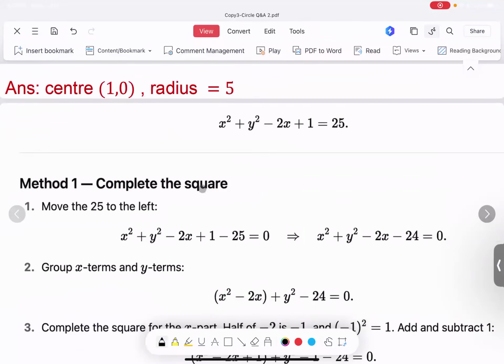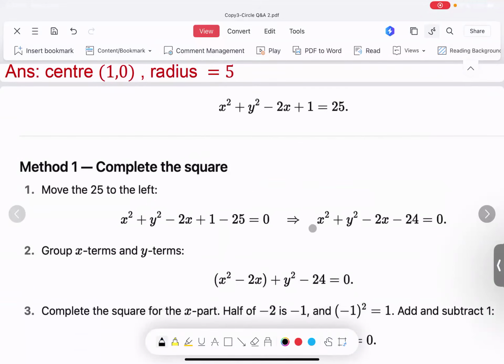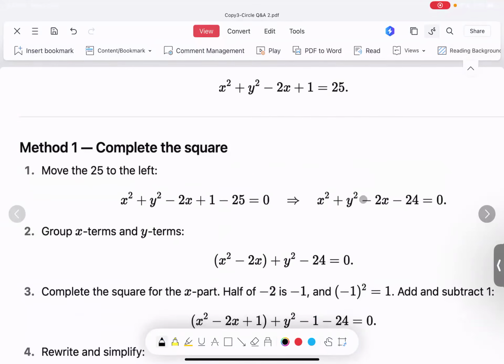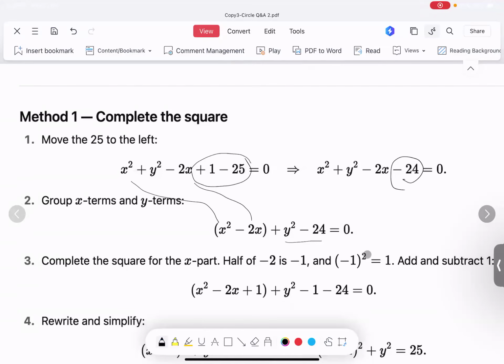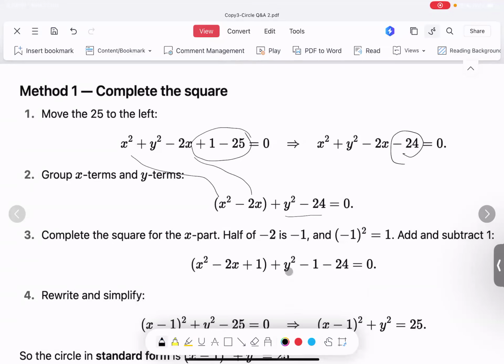So method 1, complete the square, we can do it like this. We put it like this. Okay, we rearrange it like this. We make it negative 24, minus 24, and then we gather this one and this one together, and y and y together is equal to 0. Okay, complete the square of x. Half of negative 2 is negative 1, and negative 1 squared is equal to 1. Add and subtract 1. So now this one is settled, this one also settled.